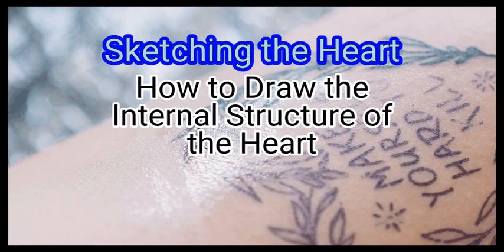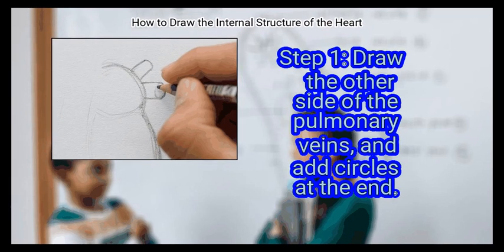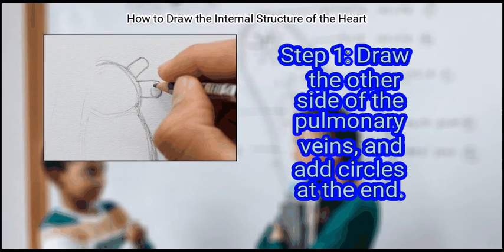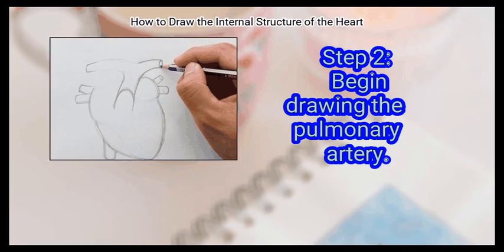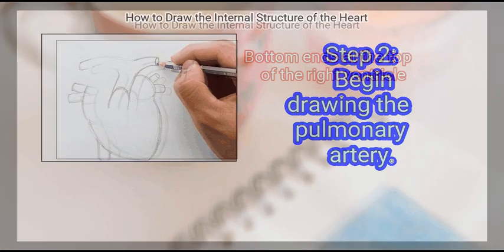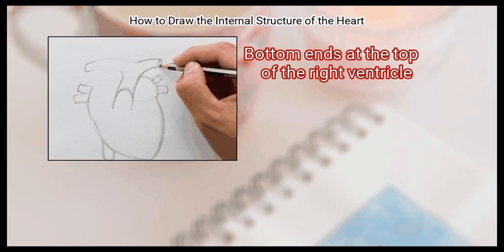Method 2. Sketching the heart. First is draw the other side of the pulmonary veins, and add circles at the end. Step 2. Begin drawing the pulmonary artery. Bottom ends at the top of the right ventricle.